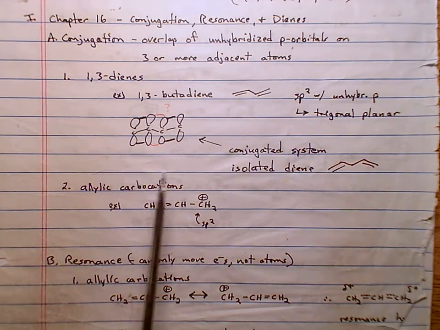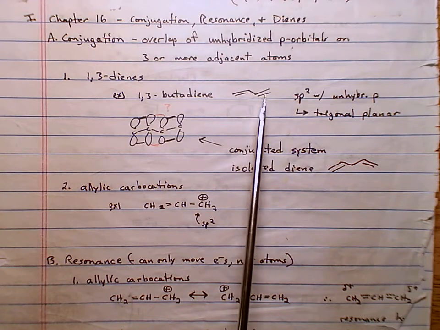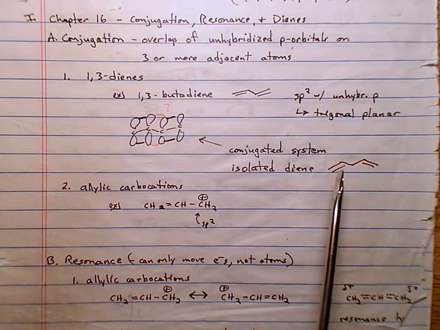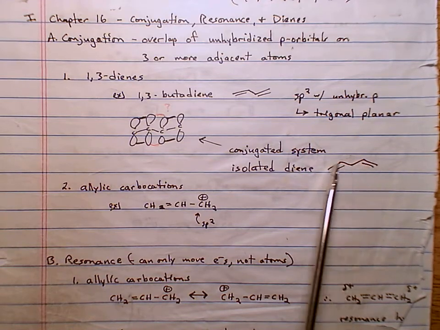and that's going to affect the properties of these. Note, this is a conjugated system represented by alternating double single bonds. Double, single, double. That's a conjugated system. This is an isolated system. Double, single, single, double. Nope, no conjugation there.